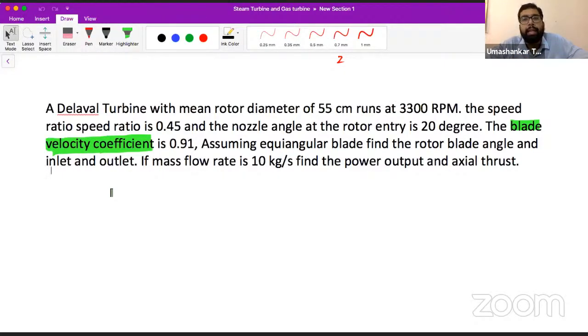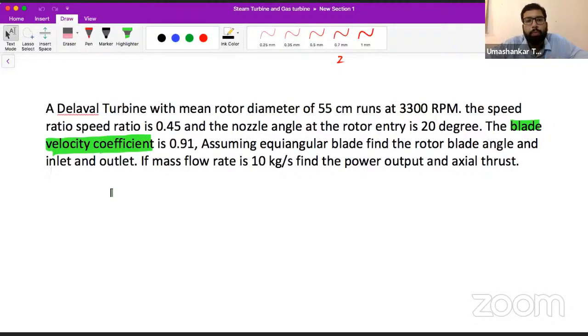And in the next session, maybe we are going to see the gross stage efficiency. We are going to see the carryover coefficient. These are all new terms to you, which are not there in the fluid machinery part. So do watch all the lessons, all the sessions.